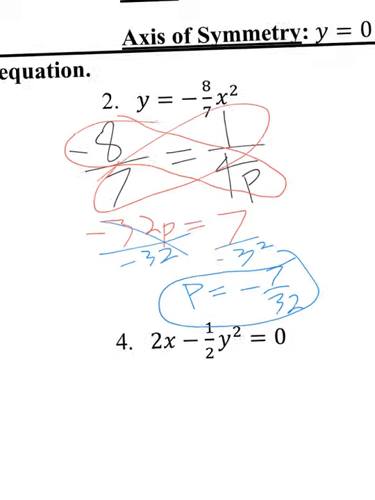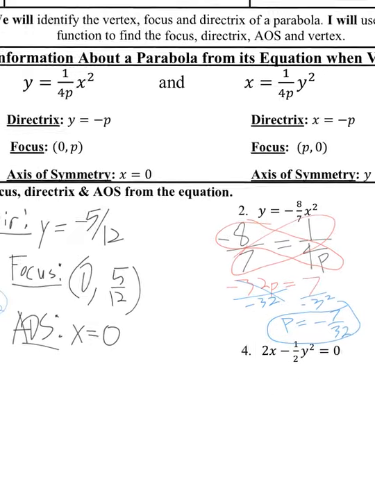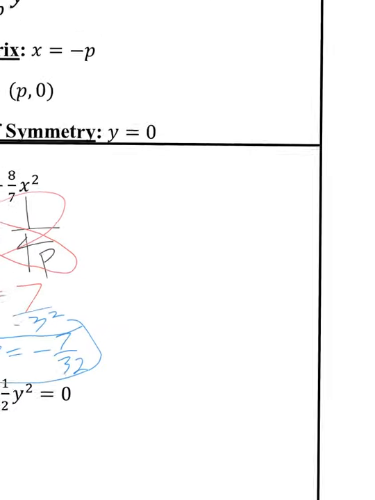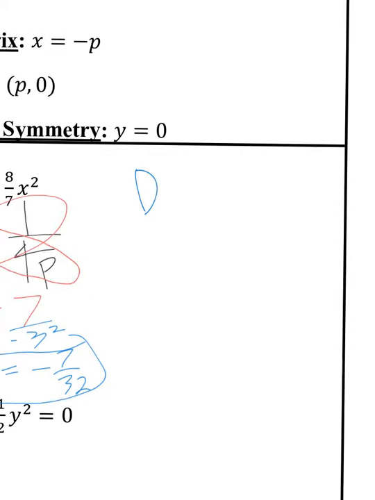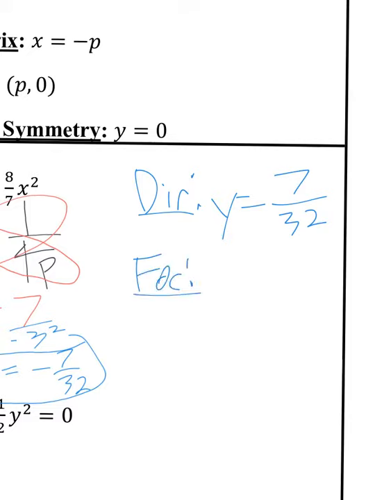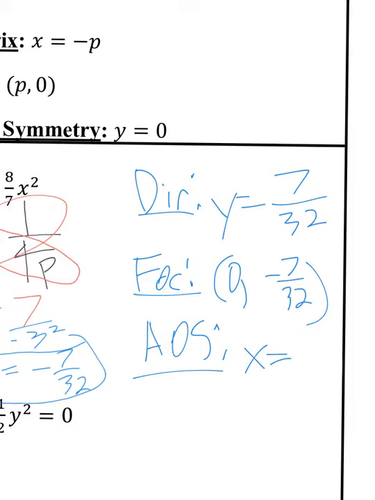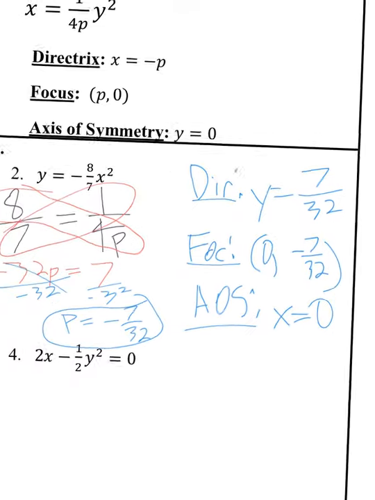So once you know your p, everything else should be pretty easy. Your directrix is y equals, and then it's the opposite sign, so positive 7 over 32. And your focus is just 0, the p number, negative 7 over 32. And my axis of symmetry is at x equals 0. And that's everything to say about number 2.